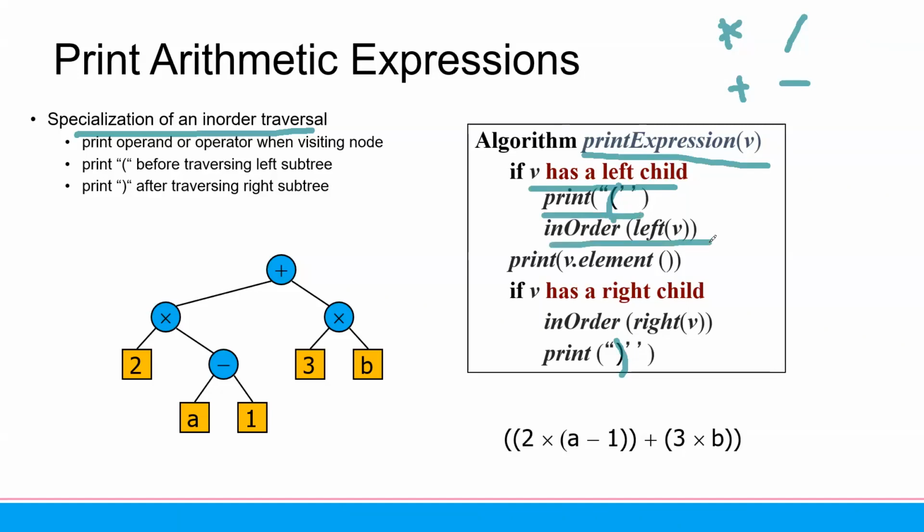And then we just do recursion. And then we have another statement to print the element. And then we will check if it is right child. We will check the left, the right one, and then we will print another parenthesis. Okay. So this is the specialization.